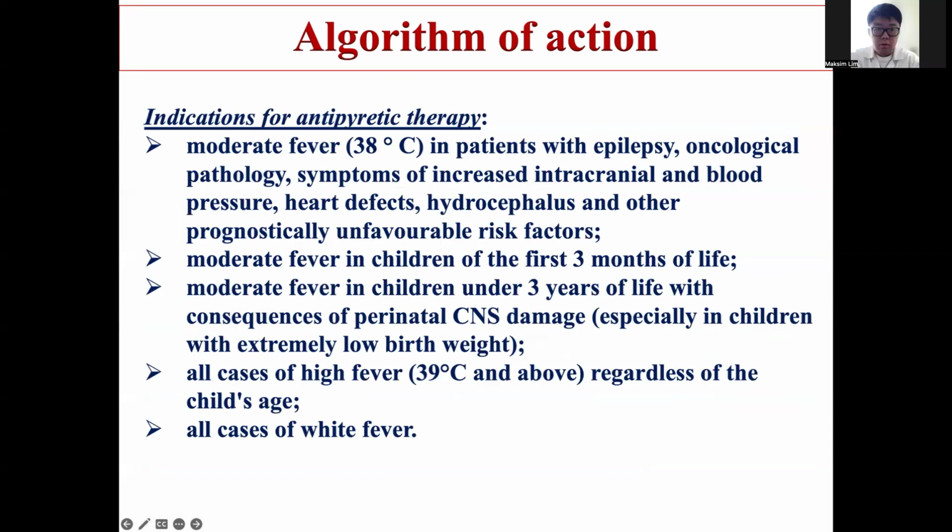Indications for antipyretic therapy: moderate fever in patients with epilepsy and oncological pathology, symptoms of increased intracranial pressure, blood pressure changes, heart defects, hydrocephalus, and other prognostically unfavorable risk factors. Next, moderate fever in children of the first 3 months of life, and moderate fever in children under 3 years of life with suspicion of perinatal CNS damage, especially in children with extremely low birth weight, and all cases of high fever regardless of the child's age, and all cases of white fever.